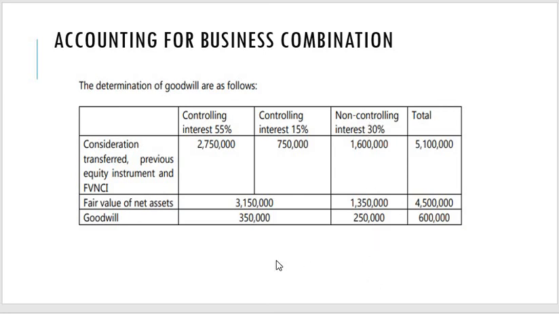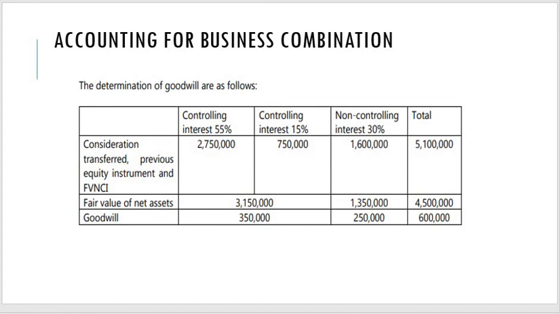Yan siya. So, to compute sa controlling interest, that's 2,750 plus 750 less 3,150,000. So, how did we arrive to the 3,150,000? So this is 4.5 million times 70%, and this is 4.5 million times 30%. Okay? Yan siya. So the 600,000 goodwill is allocated to controlling interest at 350 and 250 for non-controlling interest. Okay? So the total goodwill is 600,000 and the non-controlling interest is 1.6 million.